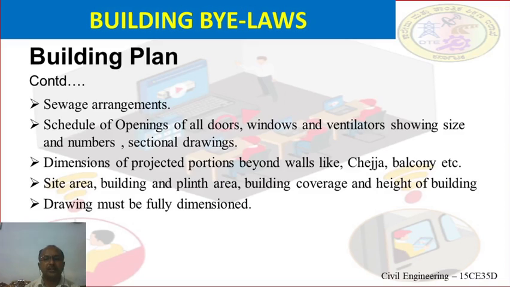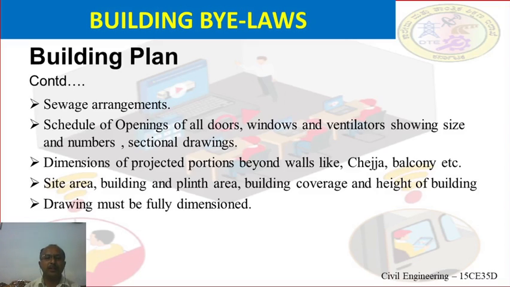And ventilators: usually the ventilators are provided in the kitchen rooms and water closets. So the size of the ventilators must be shown in the index or schedule of openings. So these are all the doors, windows and ventilators. That means the sizes of the doors, windows and ventilators are to be shown in the form of a schedule of openings and sectional drawings.